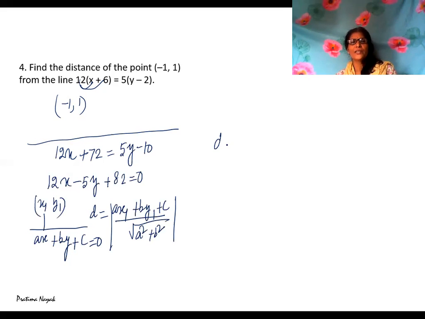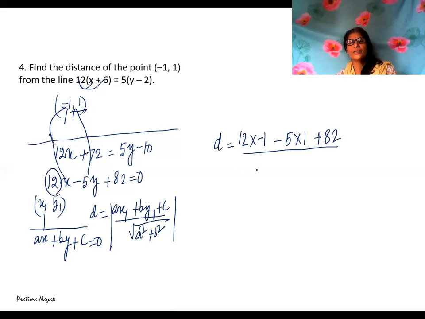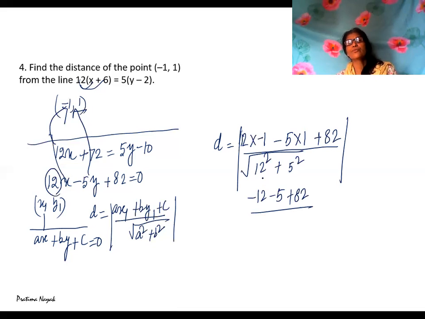So d will be how much? It will be 12 into minus 1, minus 5 into 1, plus 82 upon under root a square, what is a? 12 square. What is b? Minus 5 square. So this will be minus 12 minus 5 plus 82 by under root 12 square is 144 plus 25. You know it will be 169. The square root will be 13. So it will be 65 by 13. How much is it? It is 5. So 5 units.